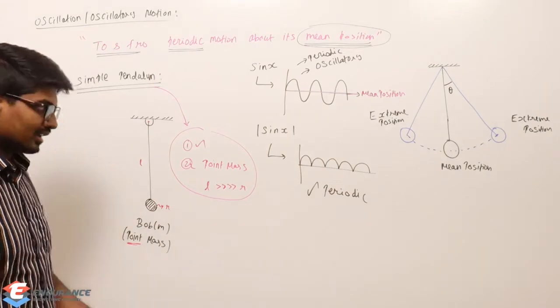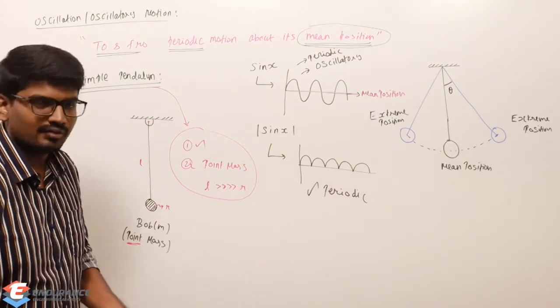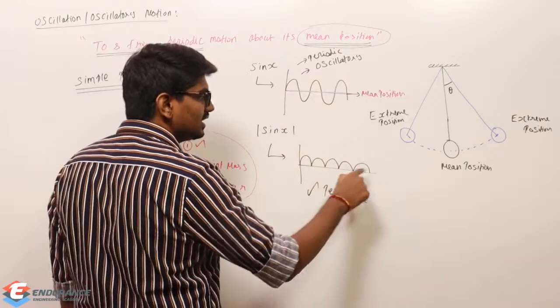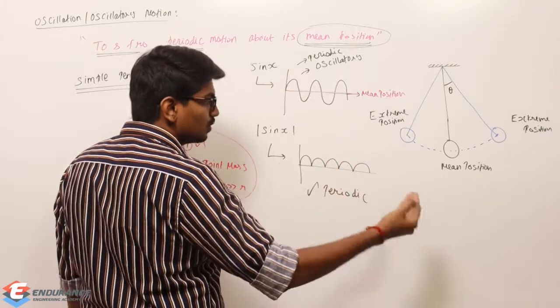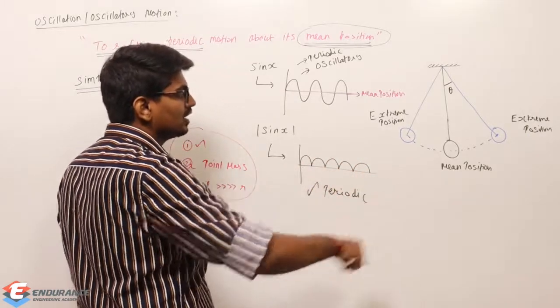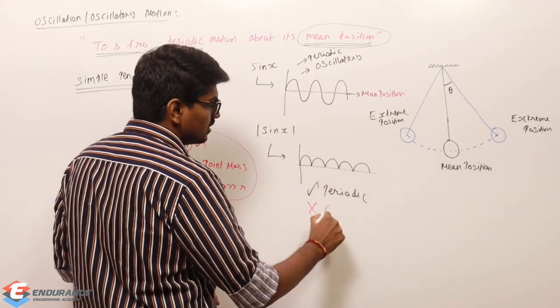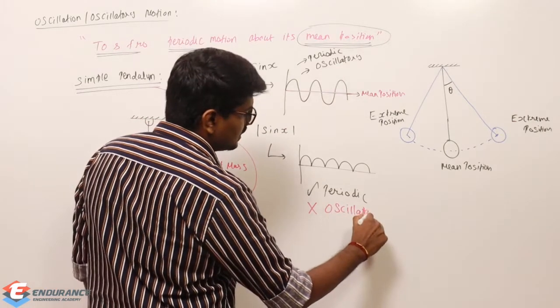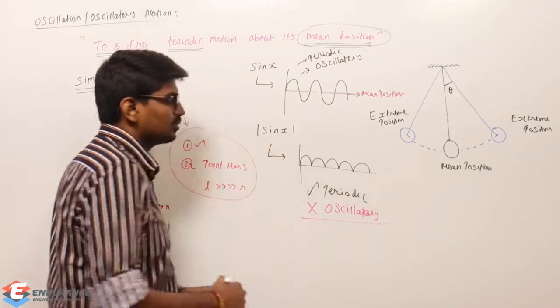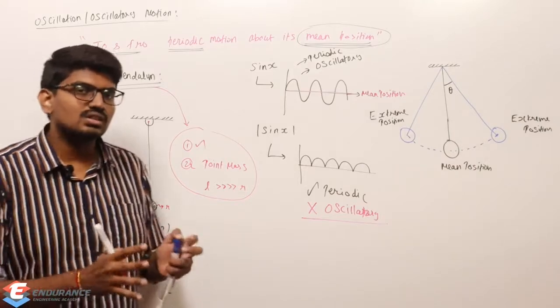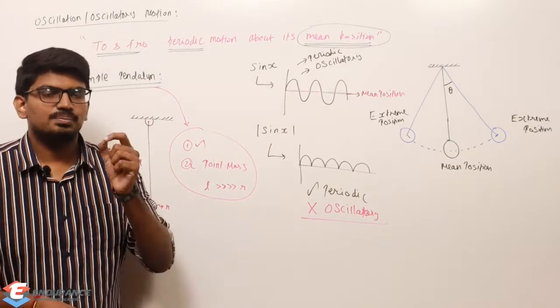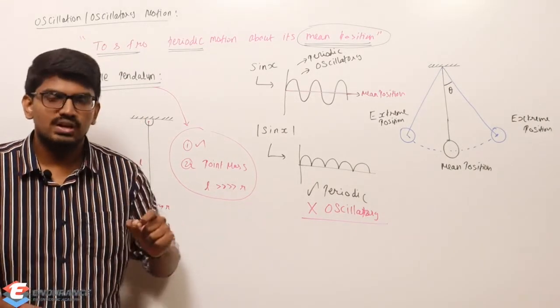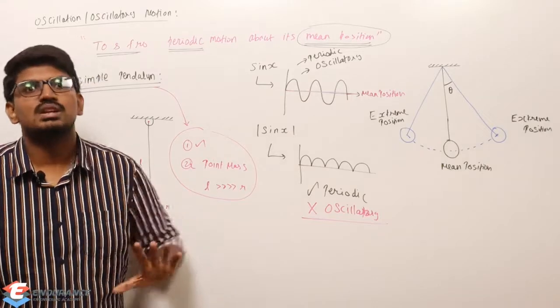But can I say it is oscillatory? Of course not. It's not oscillating. It's not undergoing to and fro motion about the mean position. So it is not oscillatory. So for an oscillation to exist, the to and fro periodic motion should happen about its mean position.